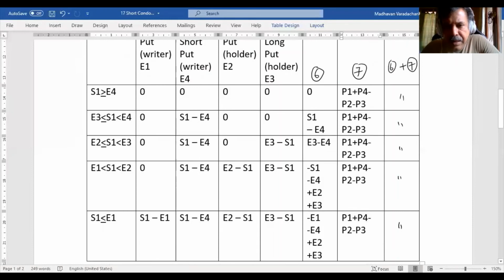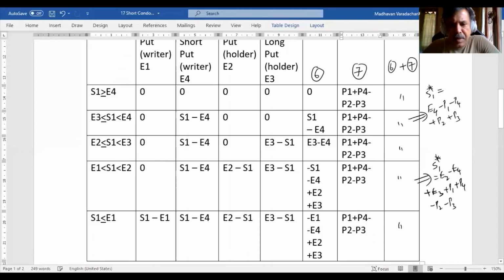So here we can determine the break-even price because S1 is existing there. So it will have E4 minus P1 minus P4 plus P2 plus P3. This is our break-even price, S1 star. Then again, I can determine one more break-even price here. S1 star will be equal to E2 minus E4 plus E3 and plus P1 plus P4 minus P2 minus P3. I'm just taking negative S1 to the other side where 0 is there, and writing all those things as it is.